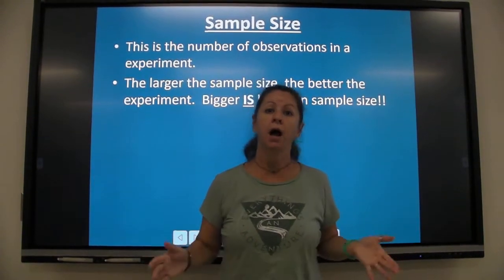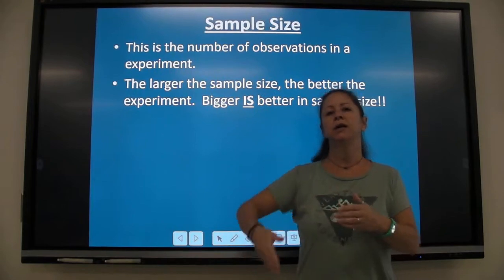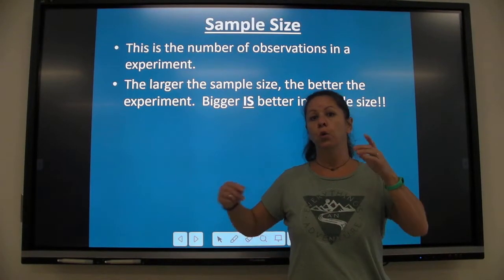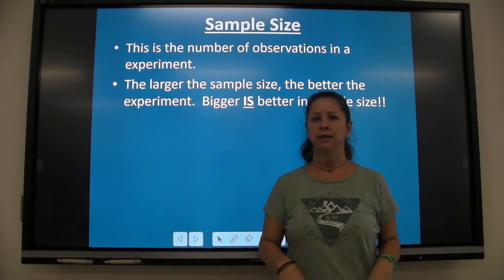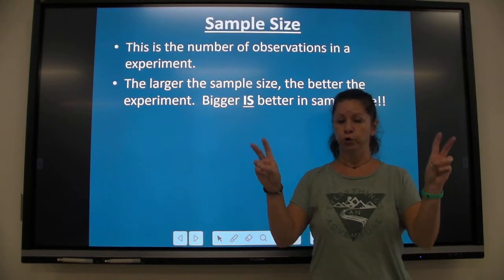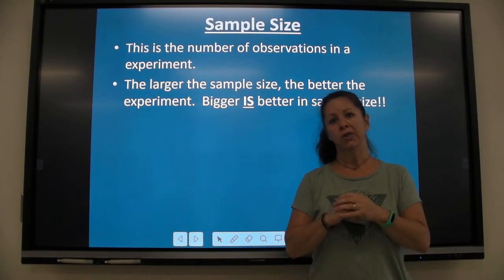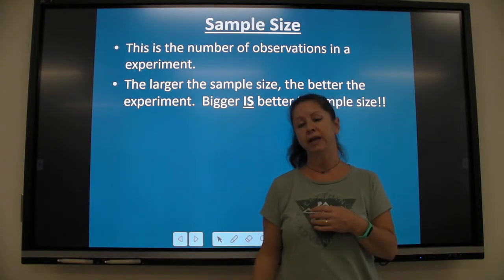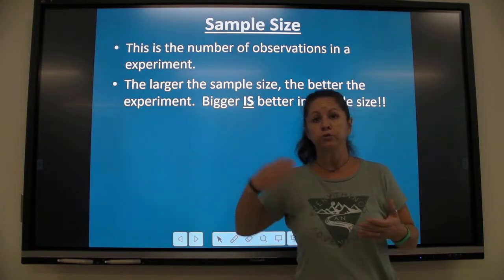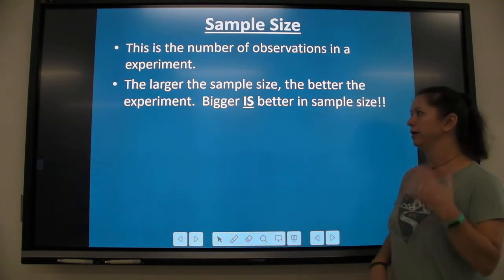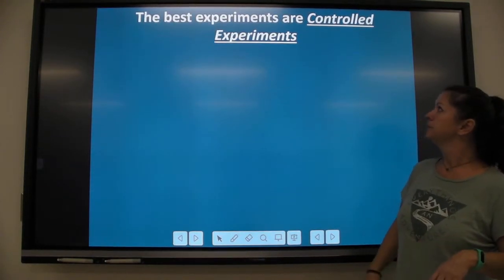1,000's a lot better than 100. The more times you can do the test, the experiment, the more likely it is that the results you're getting are going to be true results, that they're actually going to be the results that show you what is really happening. So the more you do the experiment, the better. So bigger is better in sample size. All right.